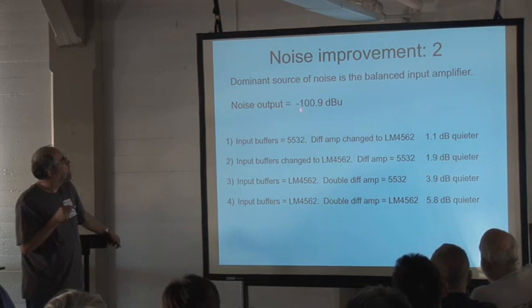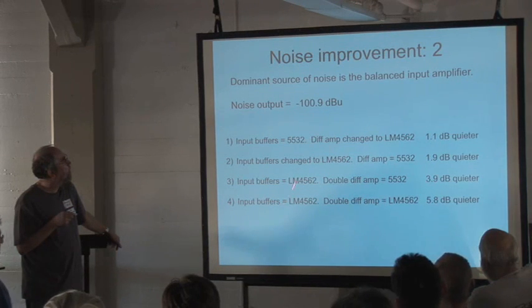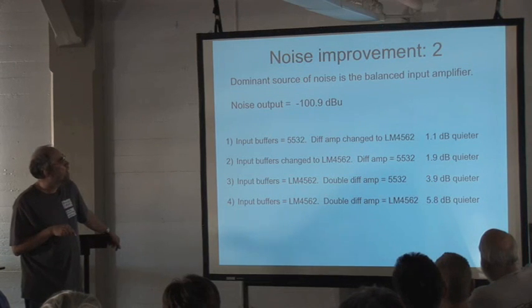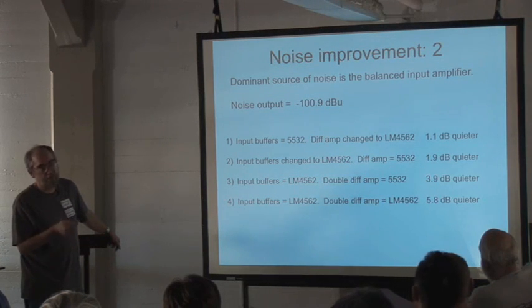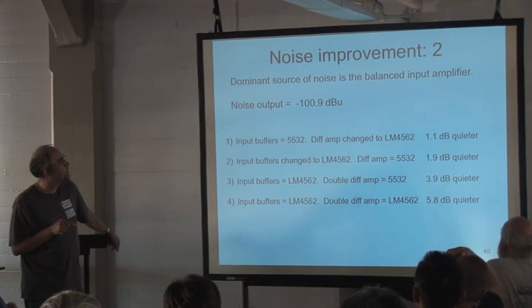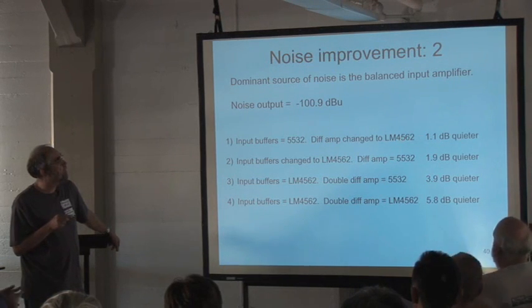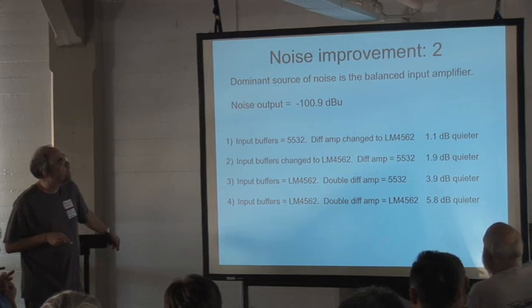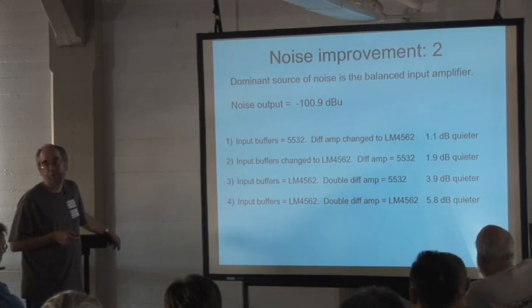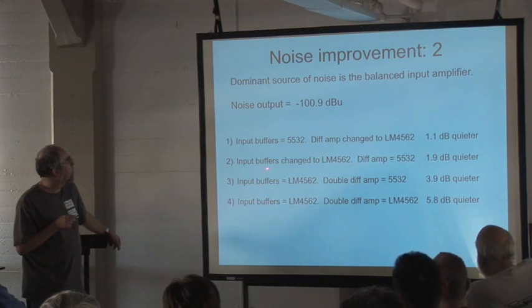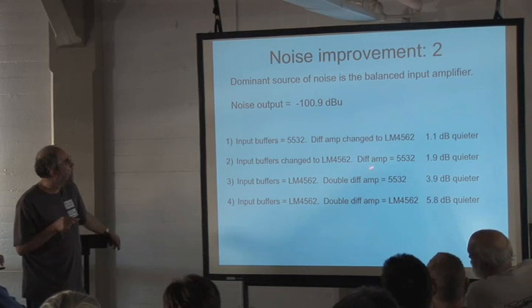If we go back to our noise output of minus 100.9 for the input stage, you can say, right, okay, well, a 5532, that's a 30-year-old op-amp. It served us well, but there are quieter ones now. If you change the differential amplifier, in other words, the second bit in the first stage, to a 4562, you gain 1.1 dBs, which is not a lot, really, considering that the op-amp is 10 times the cost, at least. If you change the input buffers to 4562 and put your diff amp back to 5532, that's a better way round. You've got 2 dBs better now.